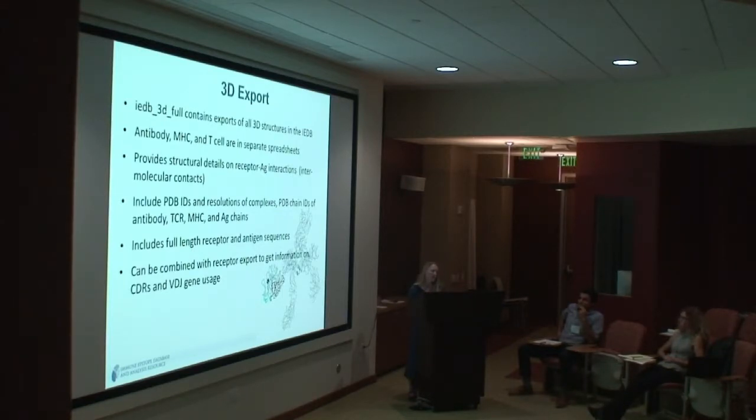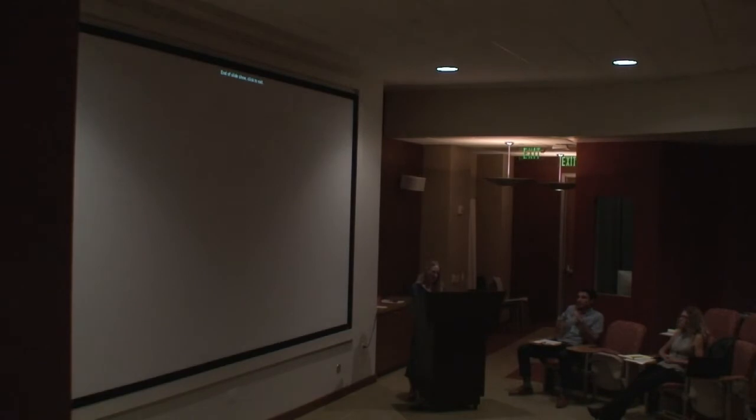And then we also have a 3D export that's been recently revamped. It contains all of our 3D structures from the IEDB. If there's an antibody, an MHC, or a T cell that was shown by a ligand in a 3D experiment, we have that data captured. We include the PDB IDs of what's being bound, but also the chains and full-length receptor and antigen sequences. And if you combine this information with the receptor export, you'll know a lot about the structures that are binding the epitopes. And that's it.